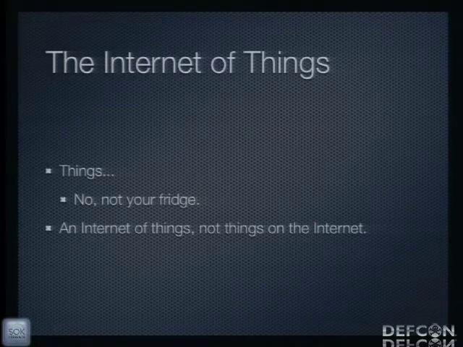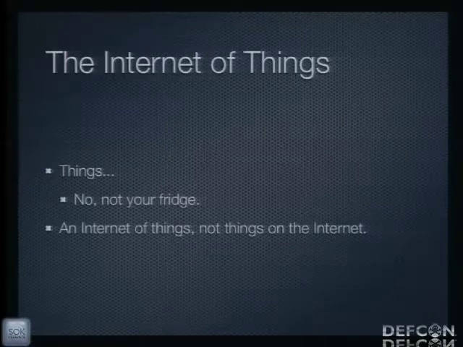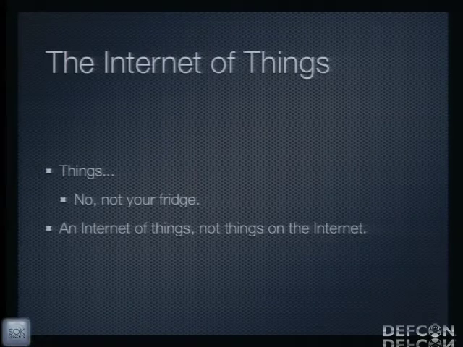We're not talking about your fridge here. When we talk about things, we're talking about a network of things, not things on the internet, okay? There's a huge difference. I'm not going to take my garage door and attach it to the internet and call it the Internet of Things. The garage door is just a thing on the internet. It's just another network-connected thing, right?